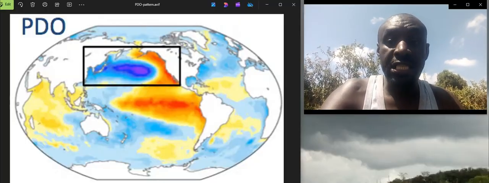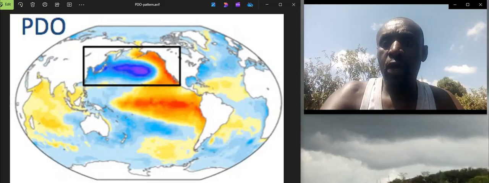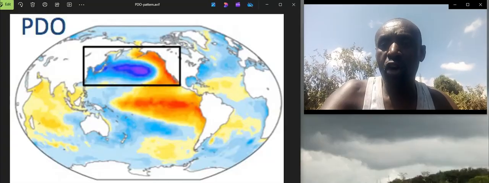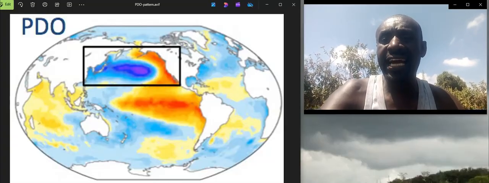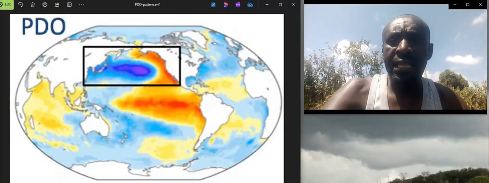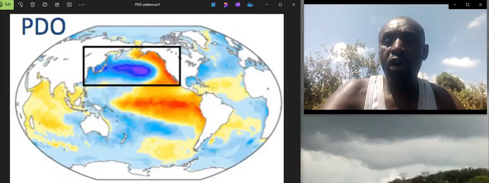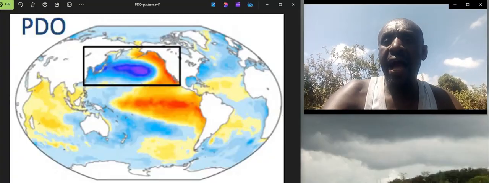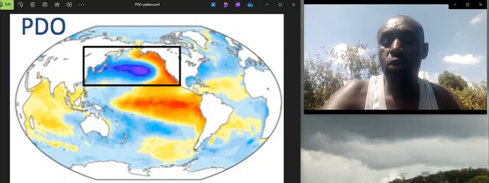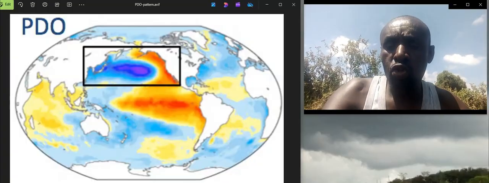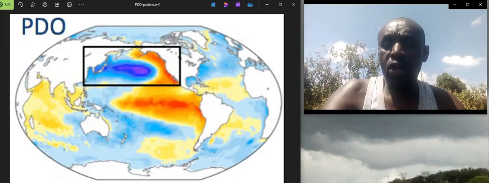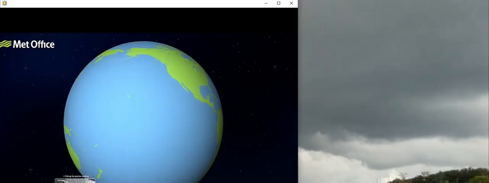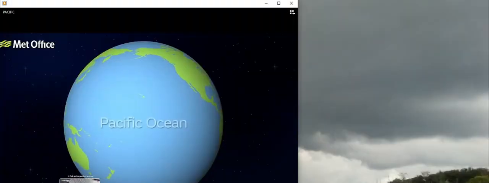But the 2026 Super El Nino, which has already exceeded 1997, has developed under the background of a negative PDO. Despite that negative PDO, we are experiencing a very extreme El Nino phase in the equatorial Pacific Ocean. Because of that, this El Nino is expected to increase global temperatures, and it is still expected to trigger extreme weather conditions globally.